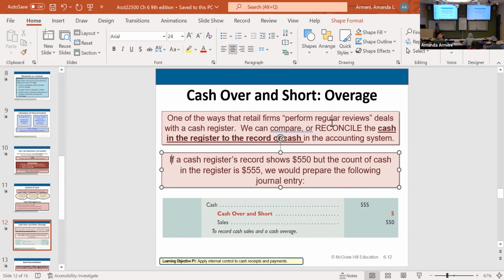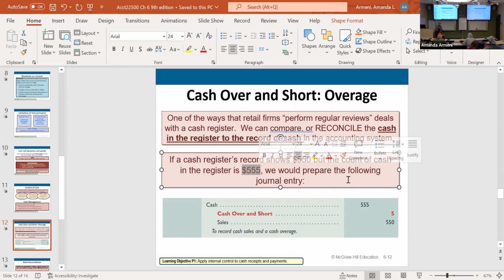Okay. So here is an example. If the cash register record shows $550 of cash should be in the register, but we actually have $555 of cash in the register, we actually have $5 more than what we should have according to that cash register log, right? What do we do about it? If we can't figure out where that $5 difference comes from, right? The accountants still have to make an entry for it. So you see the highlighted in red name, cash over and short.